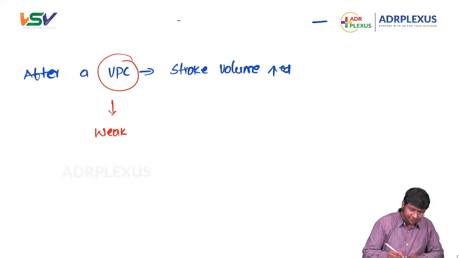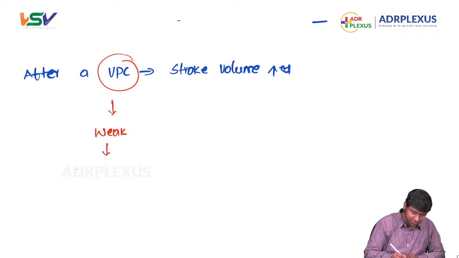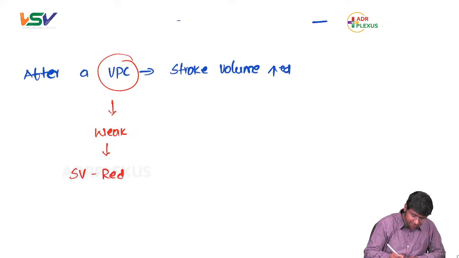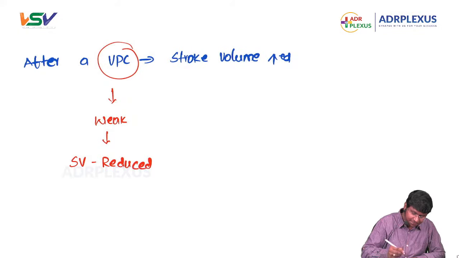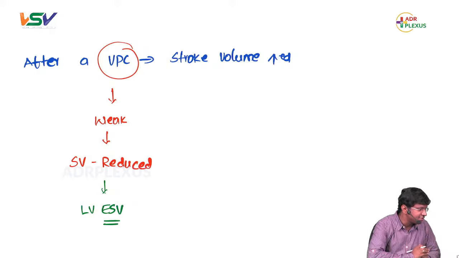Now when it is a weak contraction, how will the stroke volume be during the VPC? Very good, Pranita. So stroke volume is reduced. Good. Now when stroke volume is reduced, what will happen to LV end systolic volume?